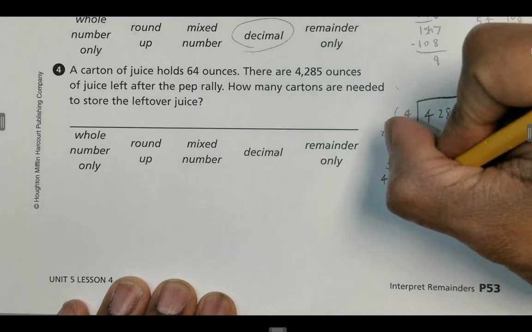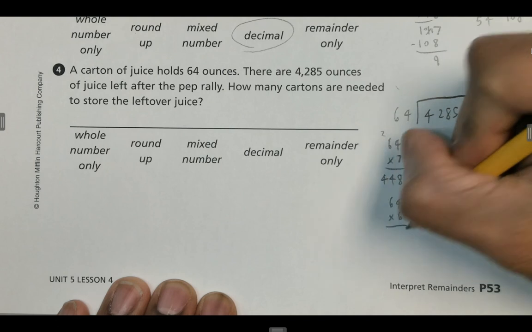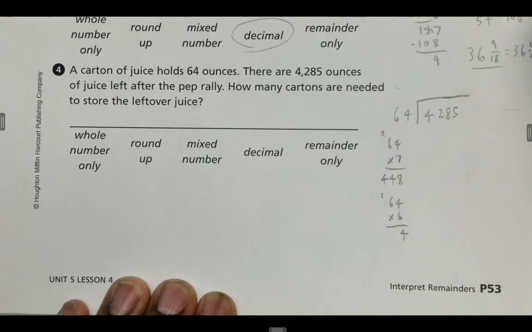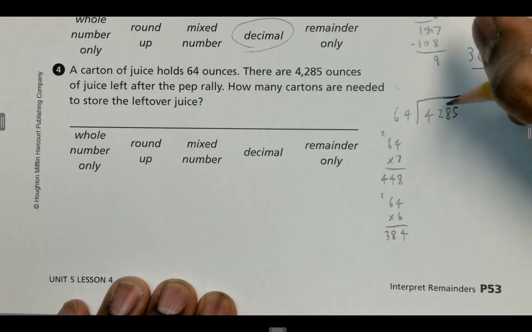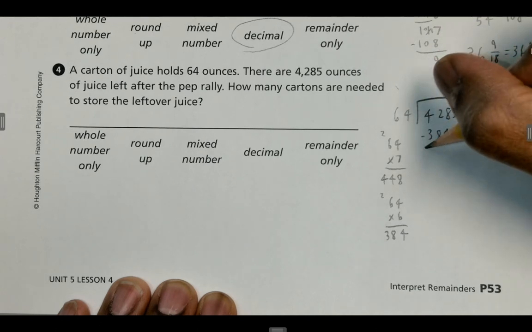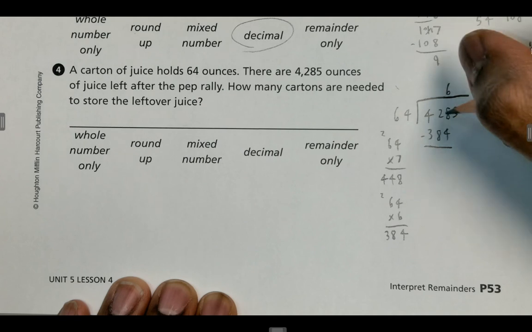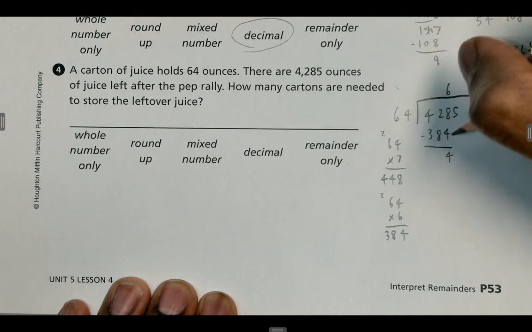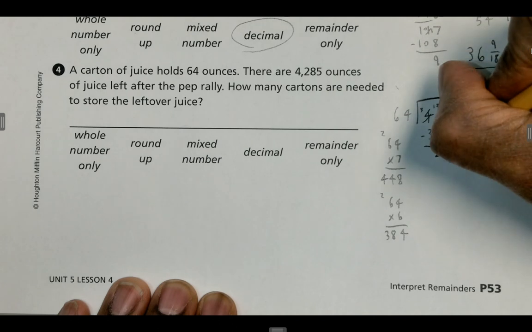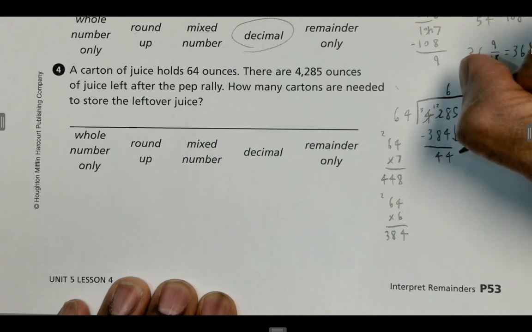Okay, let's dial it down. Let's test out 64 times 6. 6 times 4 is 24. 4 comes down, 2 gets carried. 6 times 6 is 36 plus the 2 is 38. There we go. Eight minus 4 is 4. 2 minus 8, we need to borrow. 5 comes down.